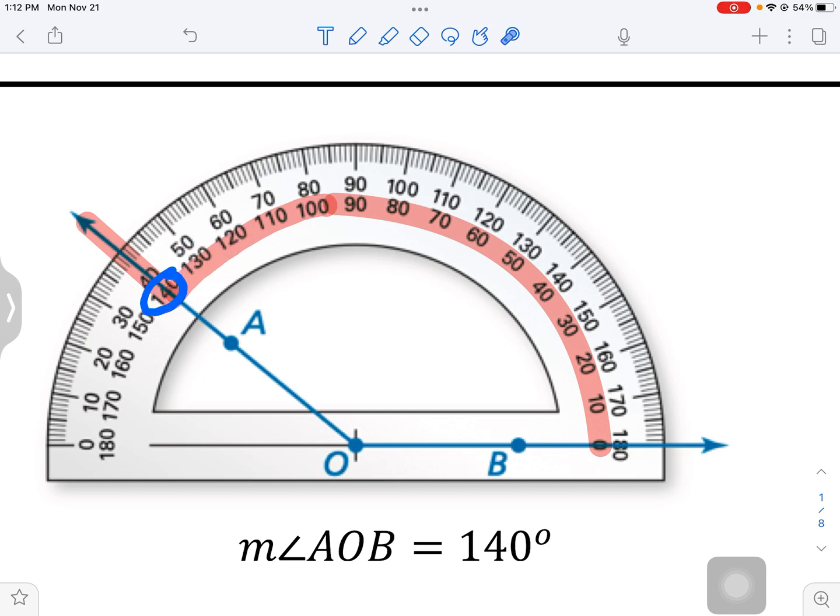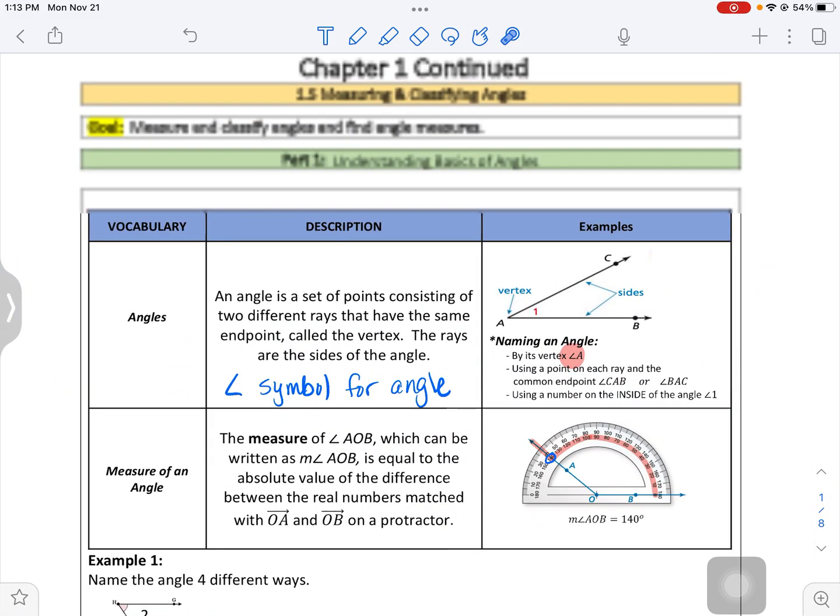So you can see down here, M stands for measure of angle AOB. O is the vertex, which is right here. Here's A, so it goes from A to the vertex to B. It's 140 degrees. Remember, anything bigger than 90 degrees is obtuse, and you can see this is an obtuse angle. It's bigger than 90 degrees, so your answer should be bigger than 90 degrees.